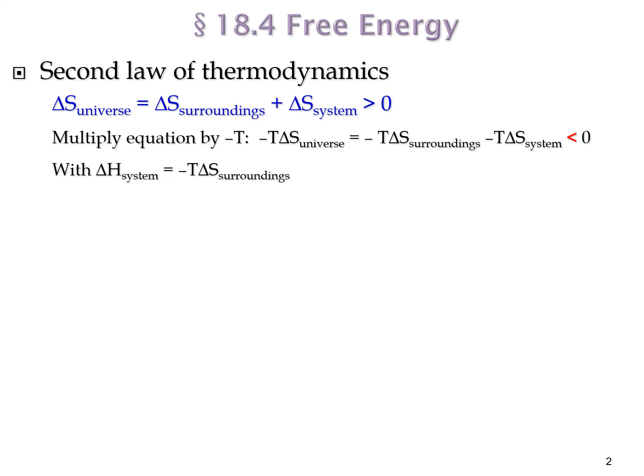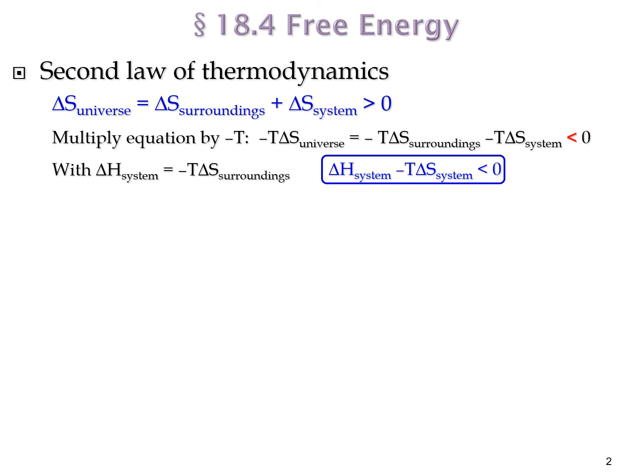Remember that we have just discussed we can replace negative T times delta S of surroundings with delta H of the system. Then the second law of thermodynamics becomes this: delta H of the system minus T times delta S of the system is less than 0. That is big. That is a milestone.